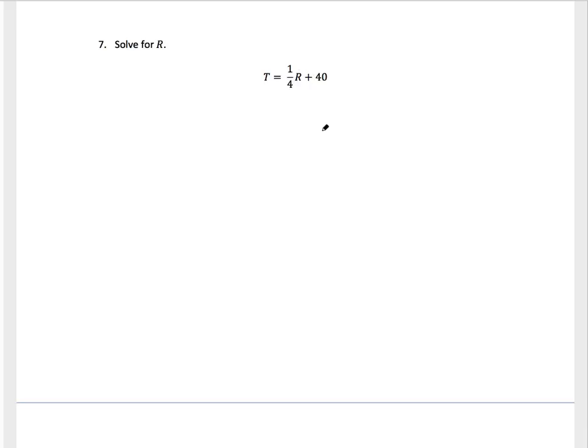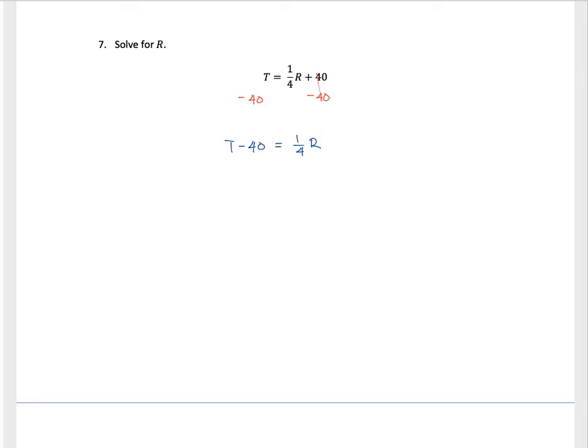I'm going to keep r on the right-hand side of the equation. So that means I've got to undo this plus 40. So I'm going to subtract it on both sides. This cancels out. Okay. On the left here, again, I cannot combine t and negative 40 because they are not like terms. So on the left here, I'm just left with t minus 40. And on the right, I have 1/4 r.